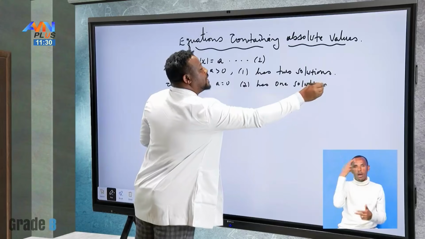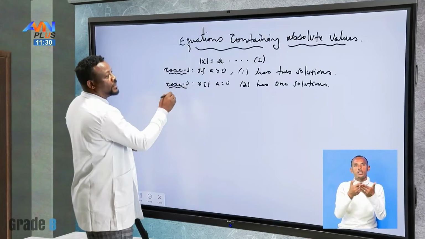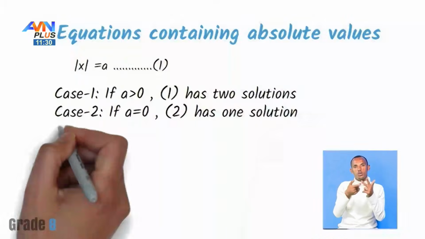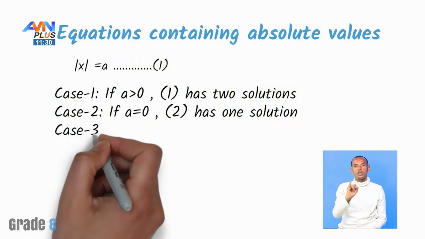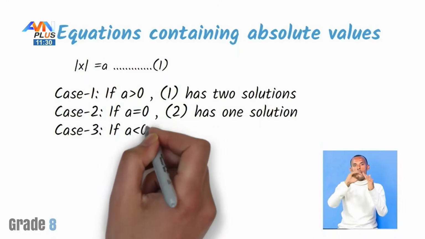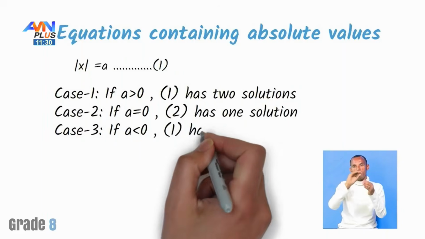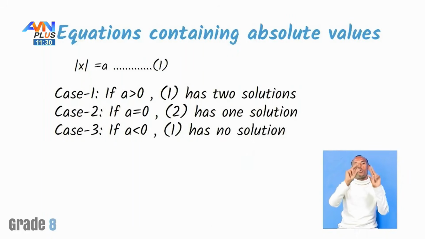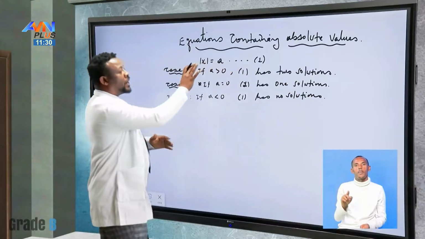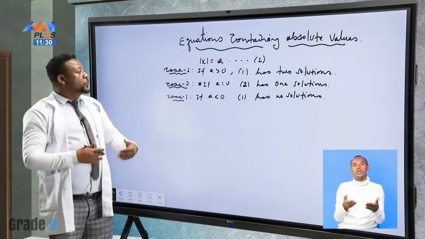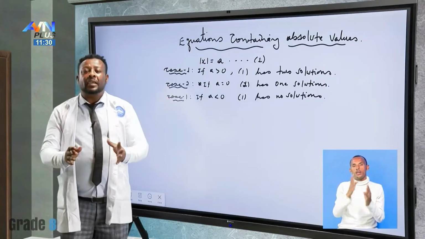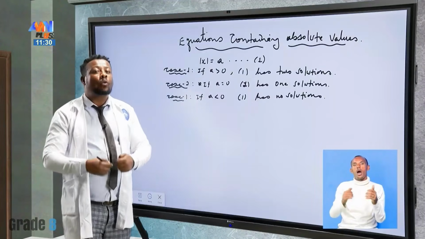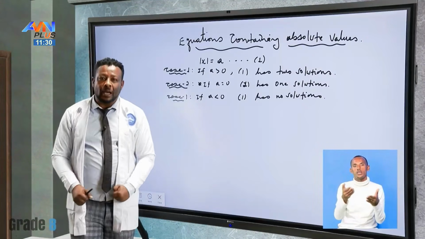In the third case for this equation, if this constant number is less than 0 or negative, equation 1 will have no solution. This is the structure of the solution system for absolute value equations. So to make it clear, let's see a certain example regarding how we can solve equations containing absolute value.